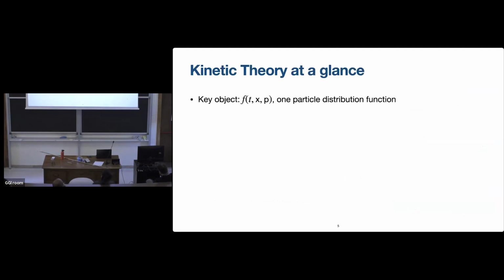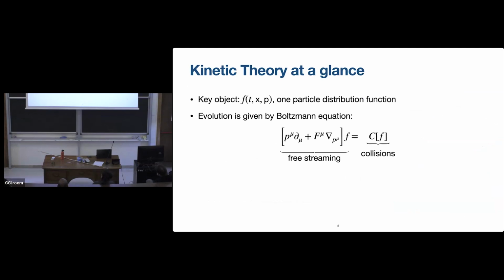Okay, so here's some recap of kinetic theory. The key object is the one particle distribution function, whose evolution is given by a free streaming piece. So this is just in the presence of some external forces. And on the right-hand side, there are some collisions. The collisions are essentially telling you how the system is dissipating. It can capture inelastic scatterings and things like this.